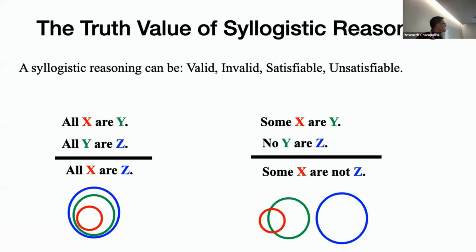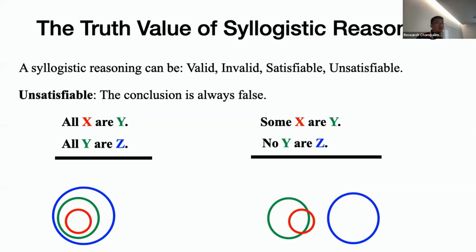So think about what the rigour of reasoning is. It means we need to distinguish four values of this syllogistic reasoning. For that, they can be valid, meaning if the premises are true, then the conclusion must be true. So if all x are y and all y are z, then it must be true that all x are z. If some x are y and no y are z, then we conclude some x must not be z.